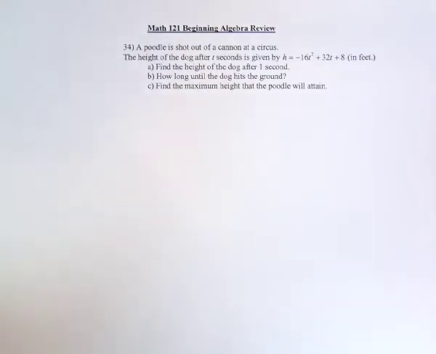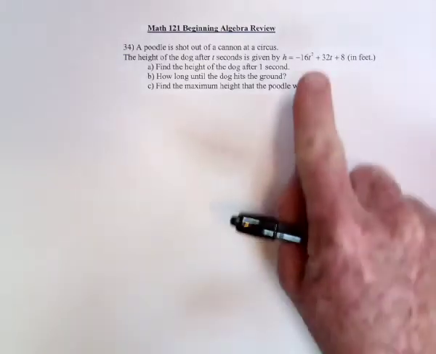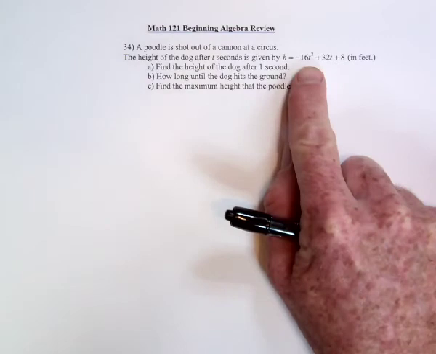So, as a part of a circus act, a poodle is shot out of a cannon. It's a trick cannon. It's not going to explode the dog. The dog is not going to be injured in any way, so please don't worry. Anyway, the height of the dog is given by this function right here in feet after t seconds.